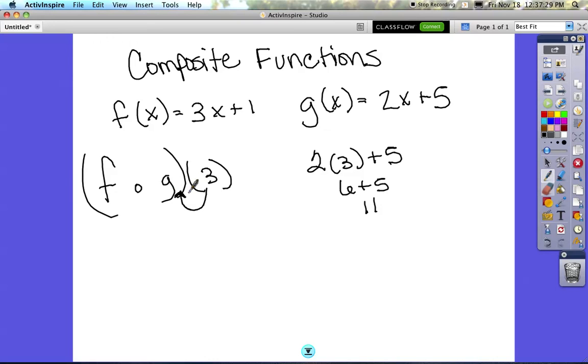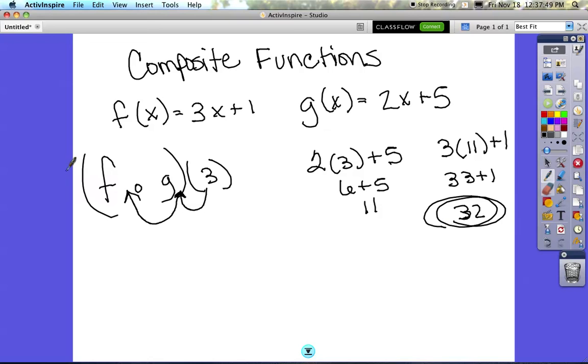Then 11 is going to go into the f. So the f equation is 3 times 11 plus 1, 33 plus 1. So 32 is the final answer that I'm looking for. I'm sorry, 34. I guess I was thinking subtraction. Thank you. 34 is the final answer that I'm looking for. And that's it. You have done a composite function.